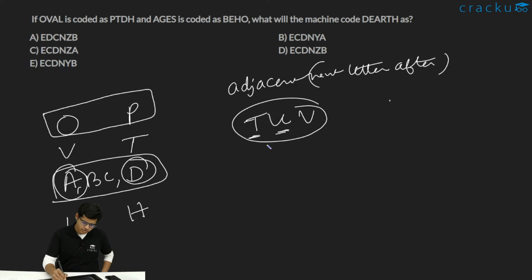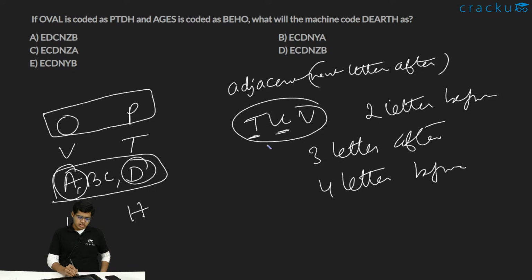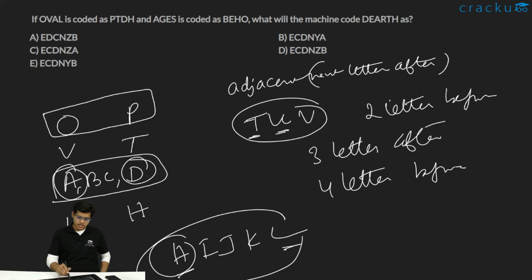So the second letter, what is happening? Two letters before. Here what is happening? Three letters after. So here what will happen? Four letters before. Let me check. We know H, I, J, K, L. So L and H. So yeah, H is four letters before. So the sequence is that one letter after, two letters before, three letters after, four letters before.